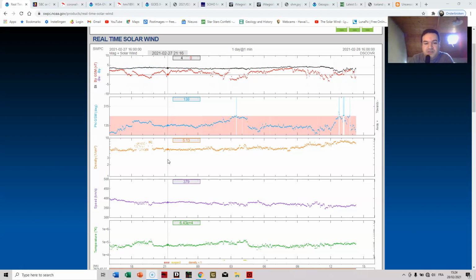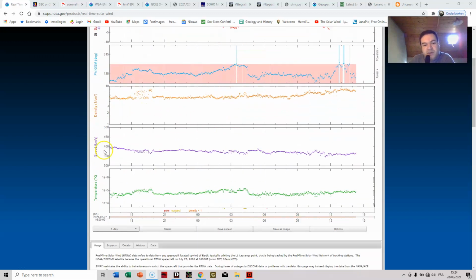Looking at the solar wind, we see normal conditions. In orange, the density shows normal values. The same could be said about the speed in purple, hovering around 350 kilometers a second, which are average speeds for solar wind. And the same can be said about the temperature in green.